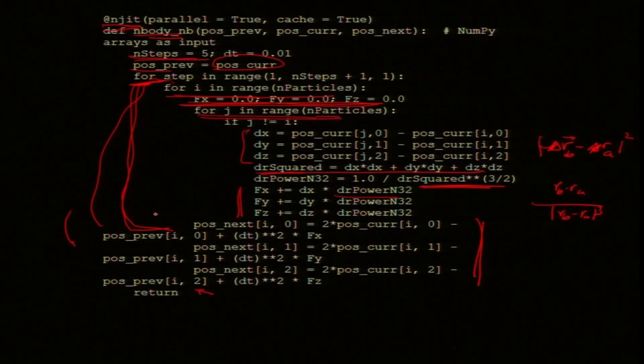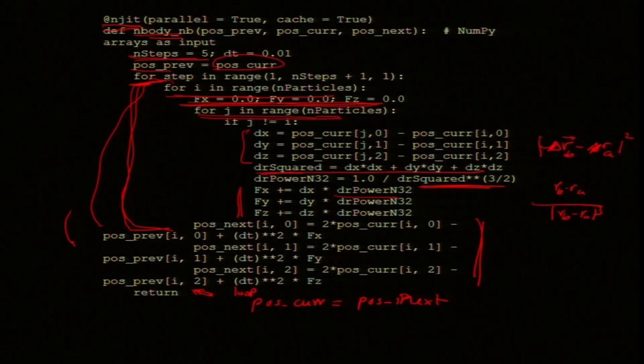So, once every particle is updated, then I need to do one more step. What should I do before return? All the particles are updated to new position. Then what should be the current position? Updated one. So, I need to write pos. So, a loop, you write a loop, pos current equal to pos next.